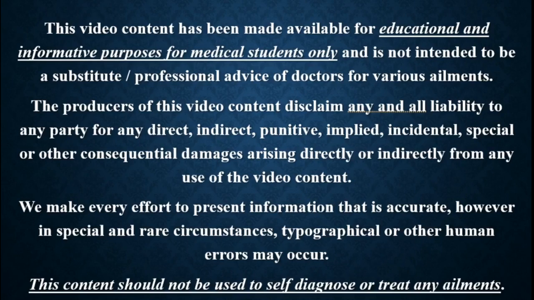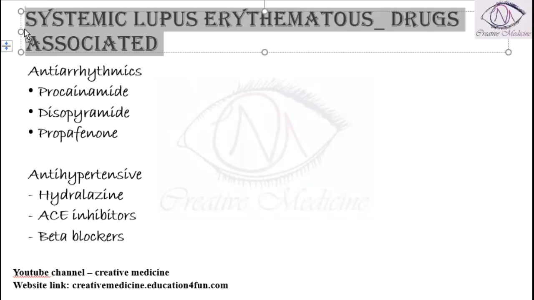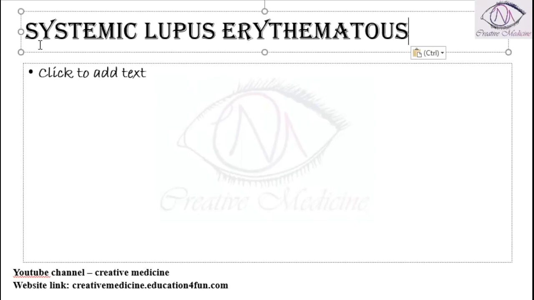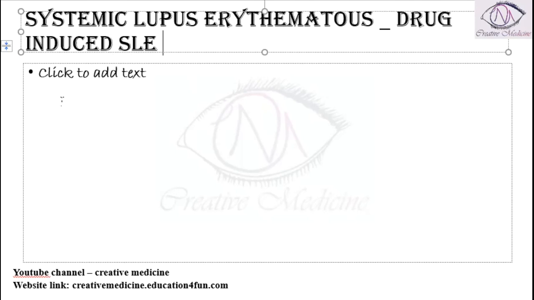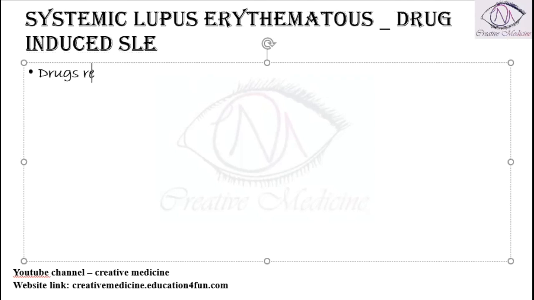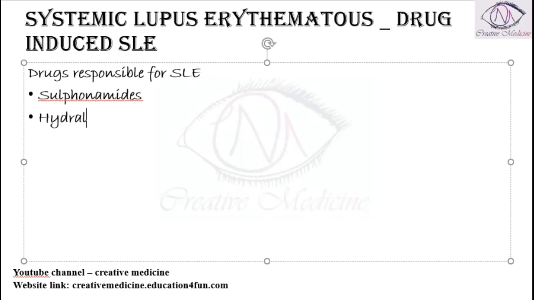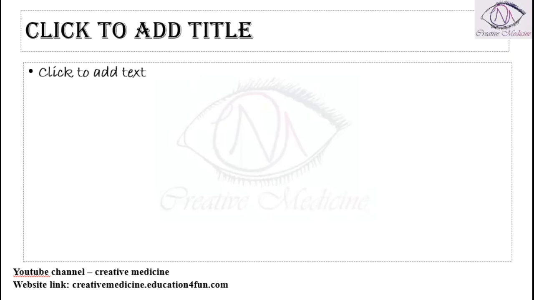In this lecture, we will learn about drug-induced SLE. In systemic lupus erythematosus, there is an entity called drug-induced SLE. The drugs responsible for drug-induced SLE can be remembered by the mnemonic SHIP: S for sulfonamides, H for hydralazine, I for isoniazid, P for procainamide are the drugs which can cause SLE. Then, what are the features?